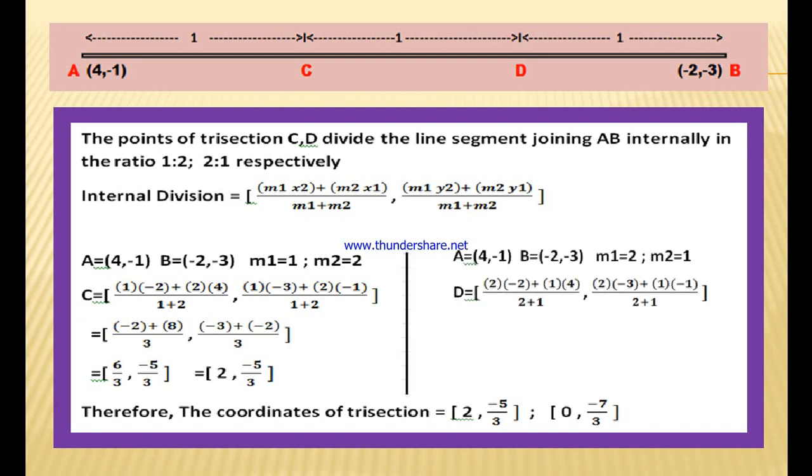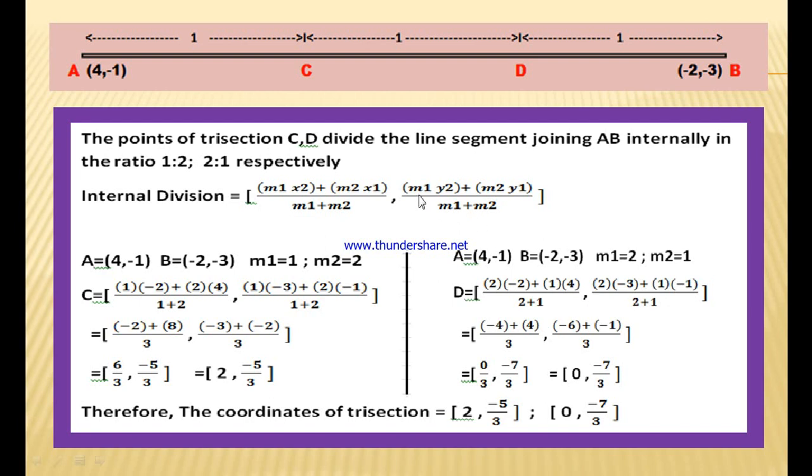Coordinates of D. In order to get the coordinates of D, if you look at the diagram, D is at a distance of 2 units from A and 1 unit from B. Therefore, D divides AB in the ratio 2:1. Therefore, m1 is 2 and m2 is 1, whereas A and B values remain the same. Therefore, D is equal to, again the same formula, m1 x2, m1 is 2 into x2 is -2, 2 into -2, plus m2 x1, m2 is 1 into x1 is 4, 1 into 4, by m1 plus m2, 2 plus 1.